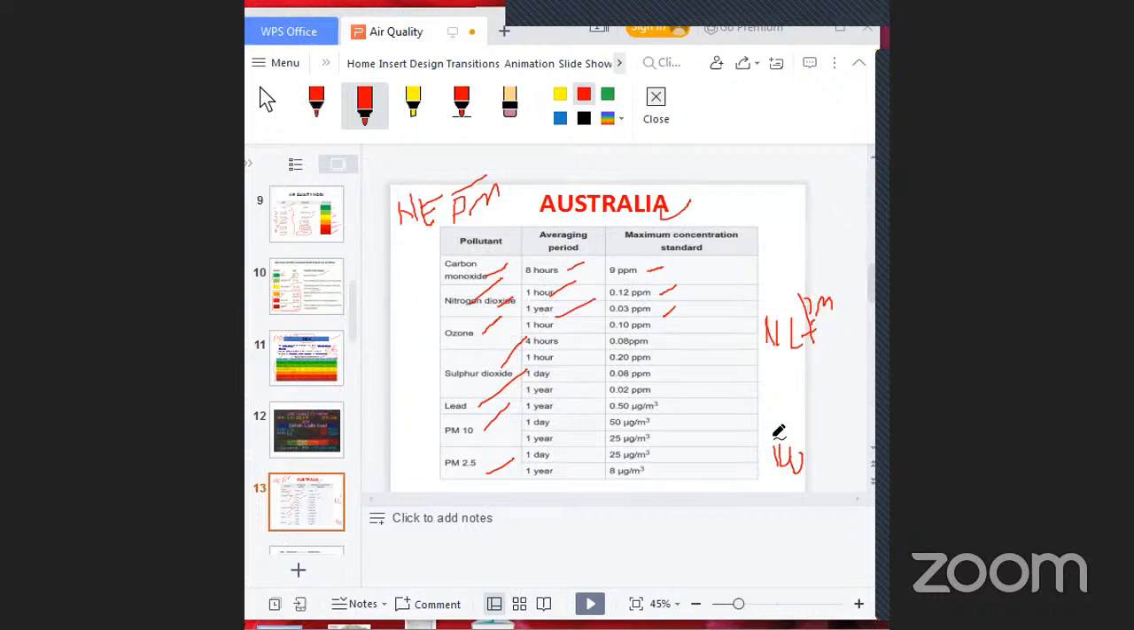The air quality index for an individual location is simply the highest of the air quality index values for each pollutant being monitored at the location. The air quality bands come with advice for each. You see here, this one.